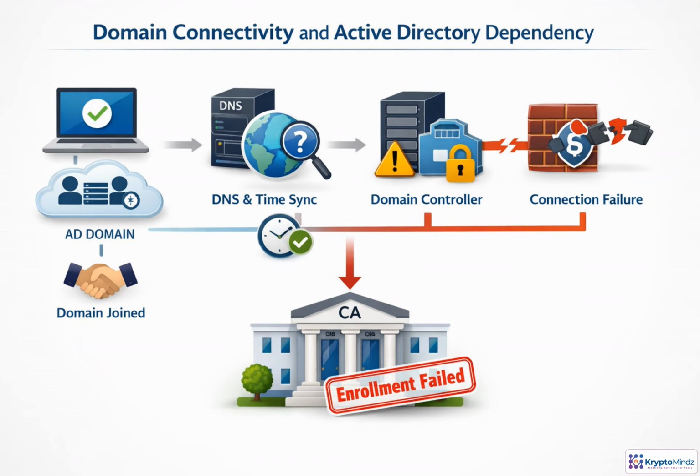Certificate enrollment is more than client talks to CA. The client first uses DNS and Active Directory to discover enrollment policies, templates, and which enterprise CA to contact. That entire path depends on domain membership, working DNS, and accurate time for Kerberos. If any of those fail, the request never cleanly reaches the CA. So in troubleshooting, always prove domain connectivity and AD access before you blame the certificate authority.